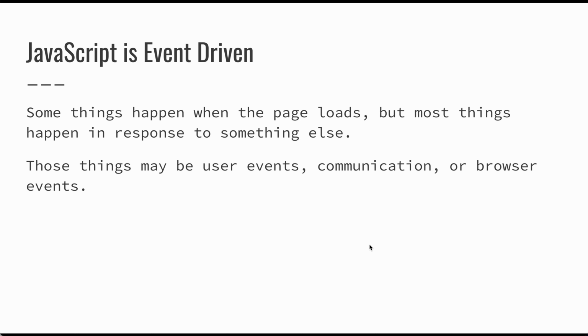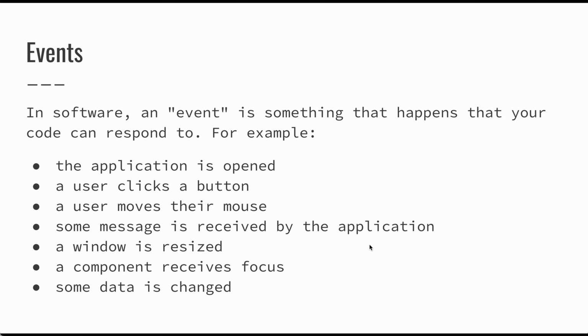It allows you to create code that does something in response to a user event, and sometimes even triggers its own events. So an event is something that happens that your code can respond to. For example, if the application is opened, the user clicks a button, or a user moves their mouse. If a message is received by the application or by your script through the browser's communication. If the window is resized. If a component receives the focus, like when you click into a text box, or if some data is changed. There are a variety of things that trigger events, and these allow you to do something in response using your code.